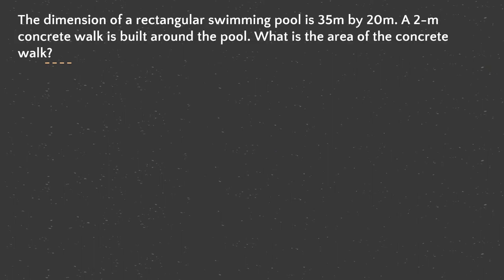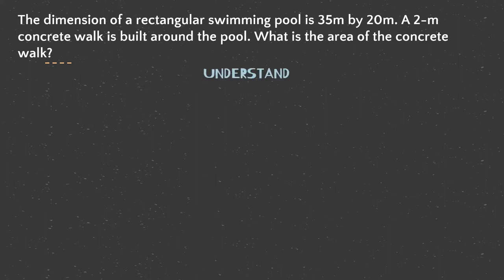Let's have another problem. The dimension of a rectangular swimming pool is 35 meters by 20 meters. A 2-meter concrete walk is built around the pool. What is the area of the concrete walk?